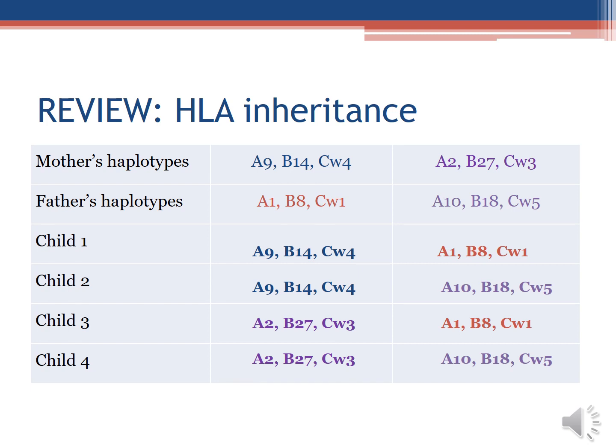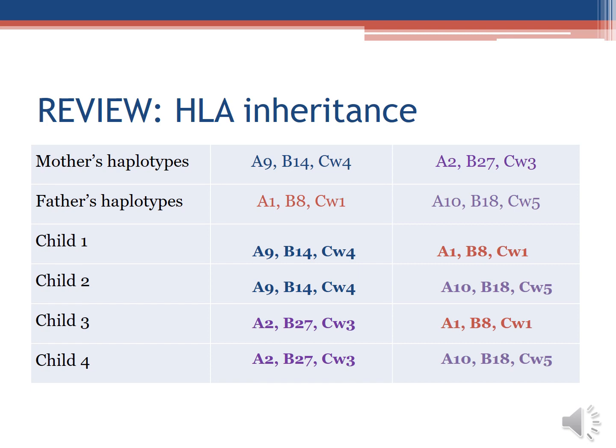Now, one way to simplify this would be to take the mother's haplotype, the first one, the A9, B14, and CW4, and put it down on the first two children. Then take each of the father's haplotypes and put it right behind the mother's. Alright, so that's basically it.